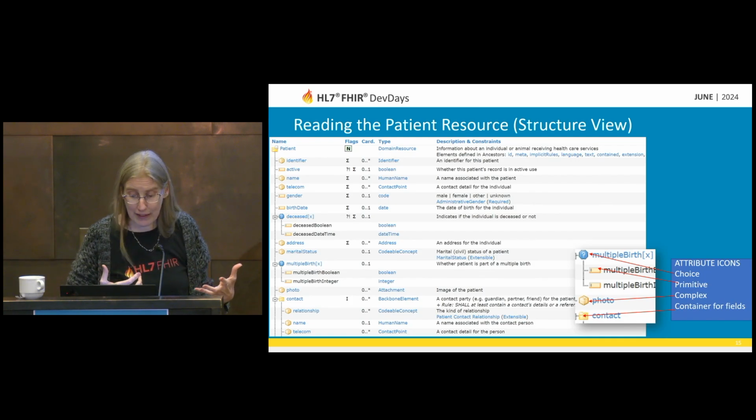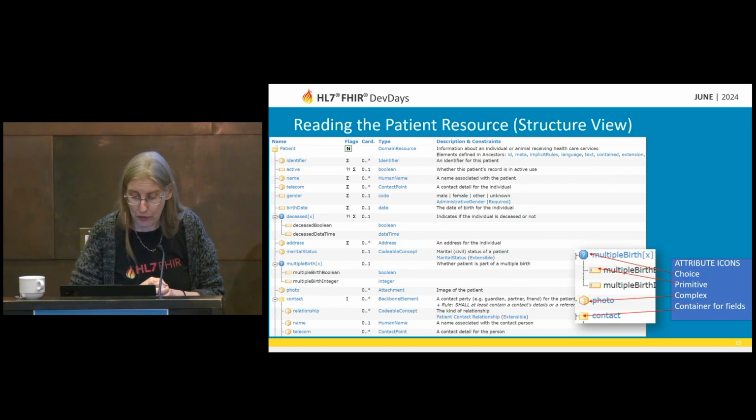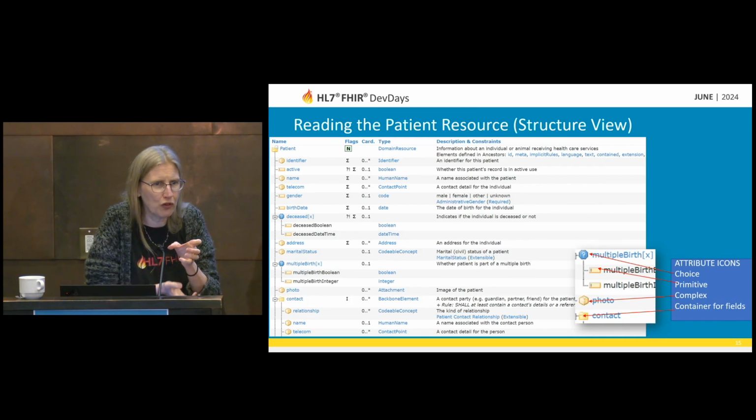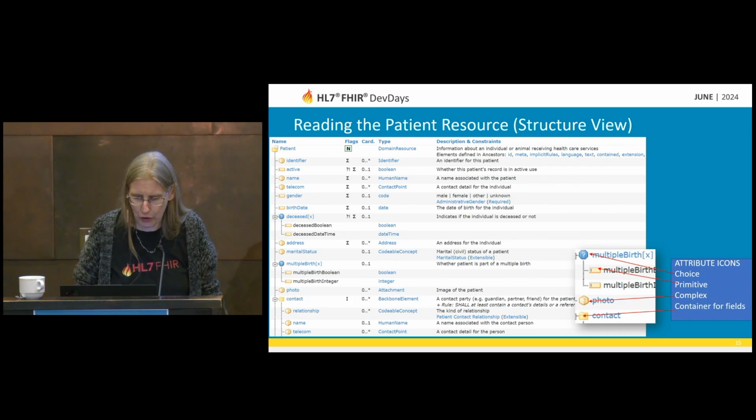But then a complex data type is represented with, what do we have it, a nice cube. And that's when you're going to have multiple parts of it. It's almost like a resource in itself. And we have that with photo.